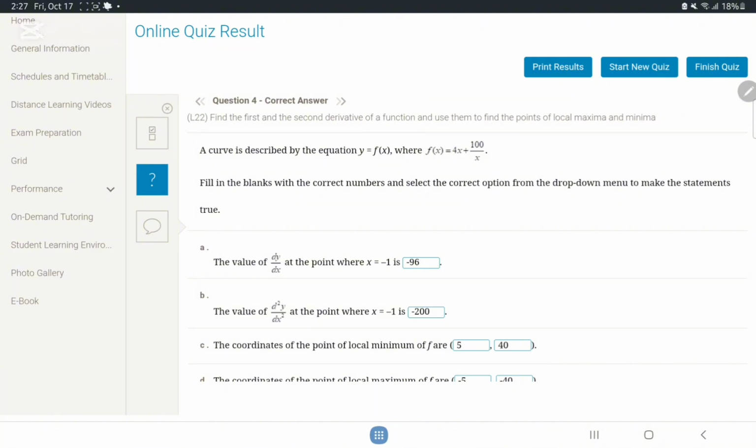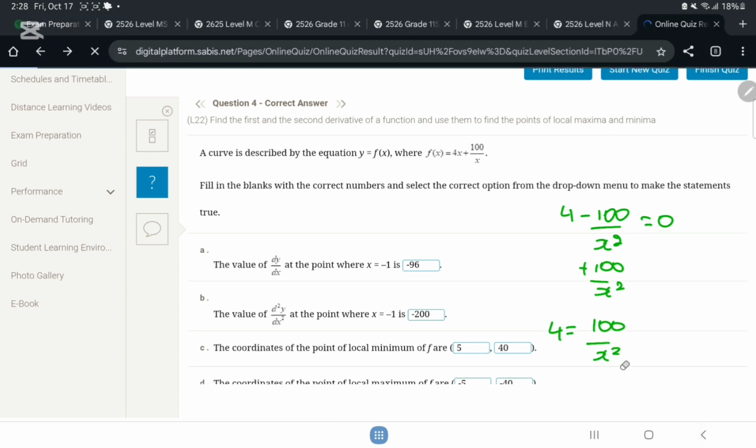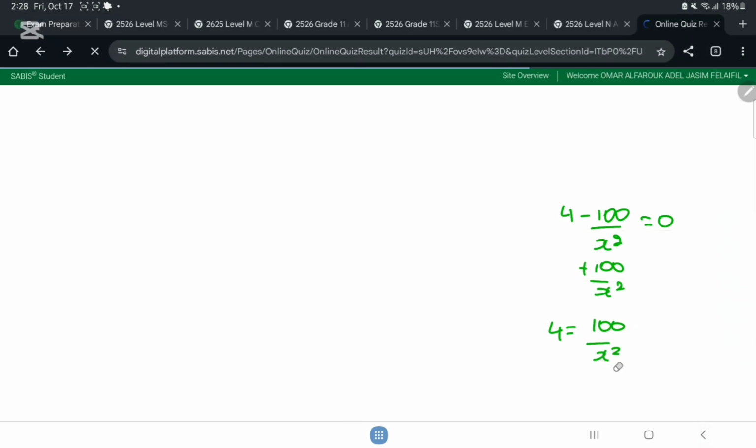So what we immediately think about is doing the first derivative. We got the first derivative to be equal to 4 minus 100 over x squared. We make it equal to 0. We can do plus 100 over x squared on both sides. So 4 is equal to 100 over x squared. Multiply by x squared.